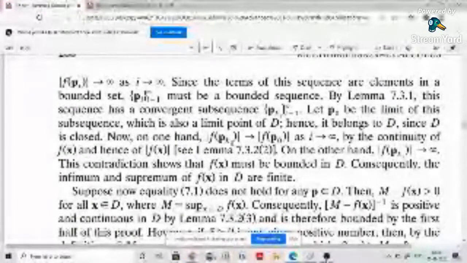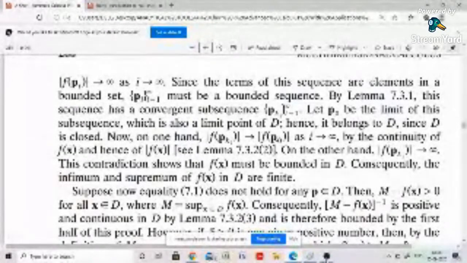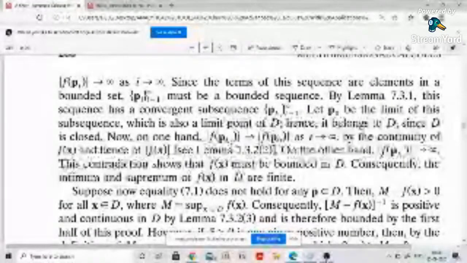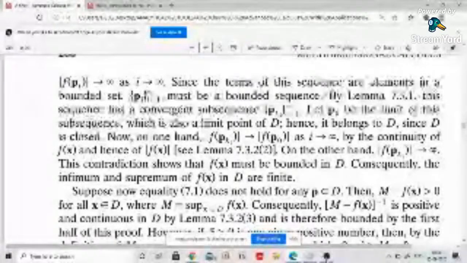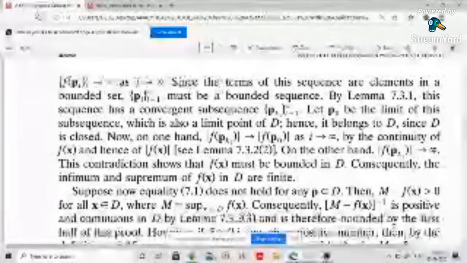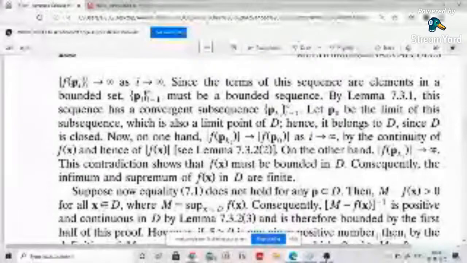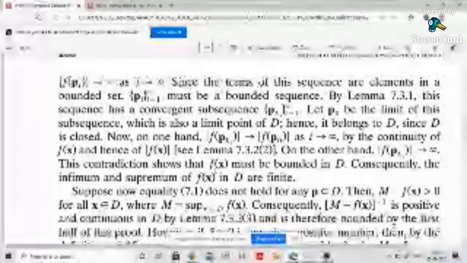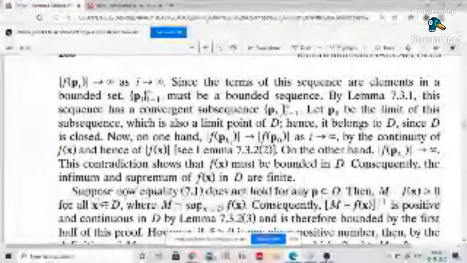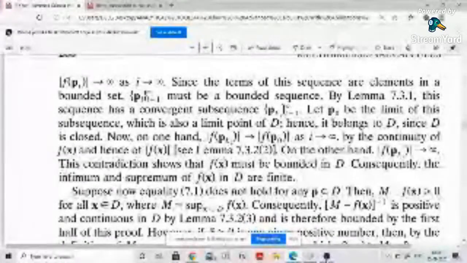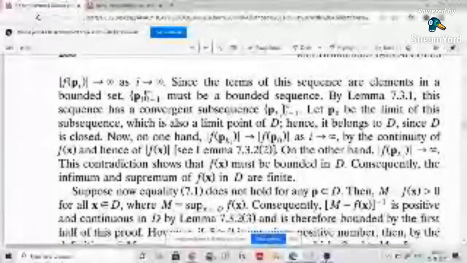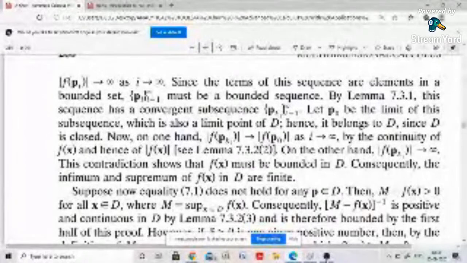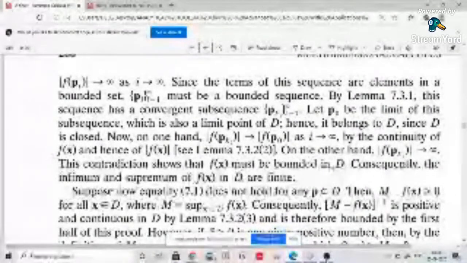Mod f of Pki goes to mod f of P naught. Again, we obtain that mod f of Pk goes to infinity. So what is that? Simultaneously we are getting two results. So this is a contradiction, so that f of x must be a bounded set in D.